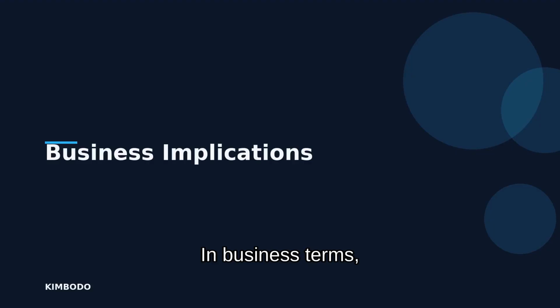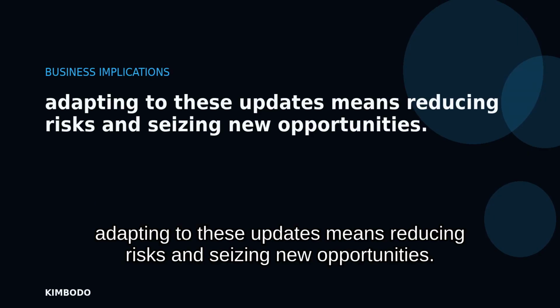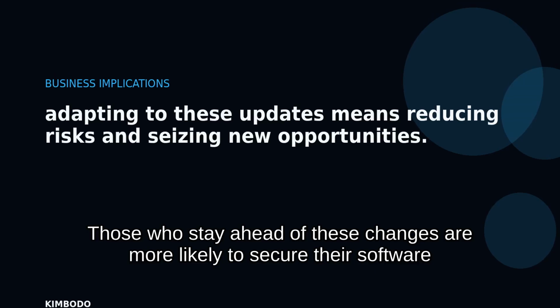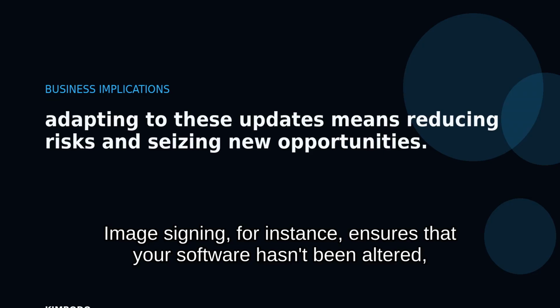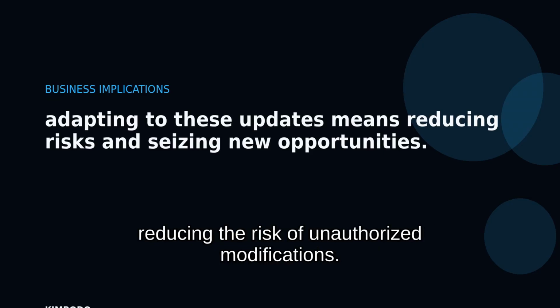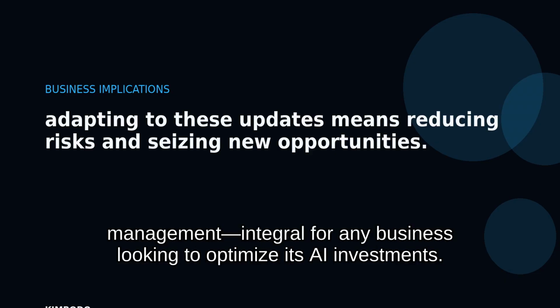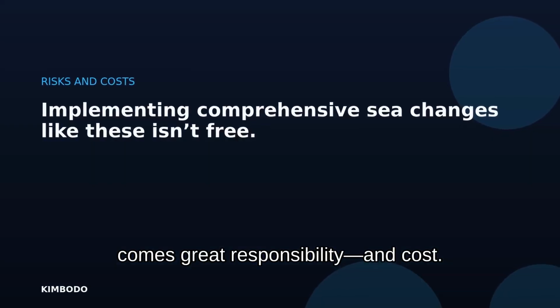In business terms, adapting to these updates means reducing risks and seizing new opportunities. Those who stay ahead of these changes are more likely to secure their software supply chains and leverage new features that can provide a competitive edge. Image signing, for instance, ensures that your software hasn't been altered, reducing the risk of unauthorized modifications. And new features like spend tracking in LiteLLM allow for more effective budget management, integral for any business looking to optimize its AI investments. However, with great power comes great responsibility and cost.